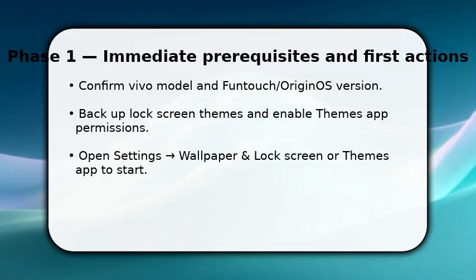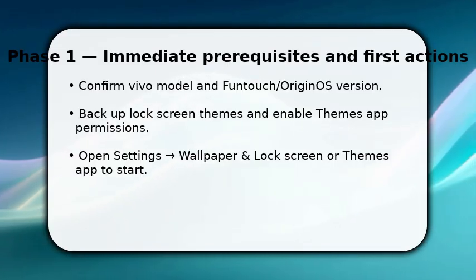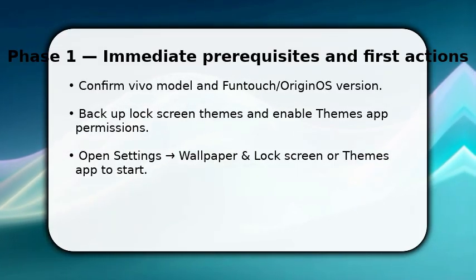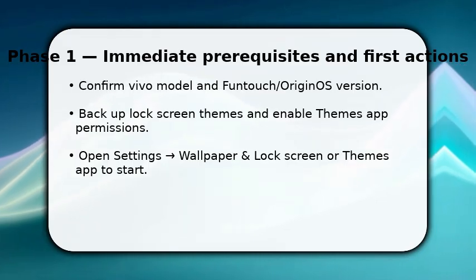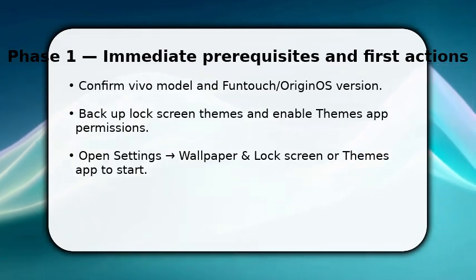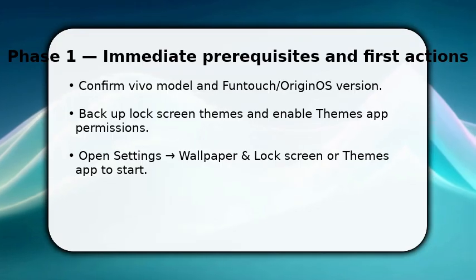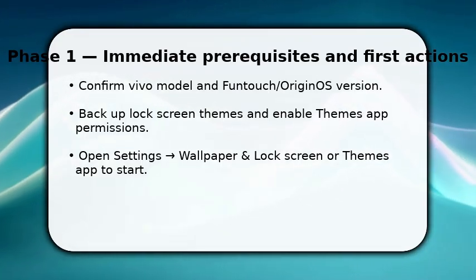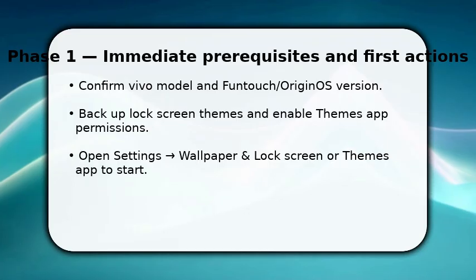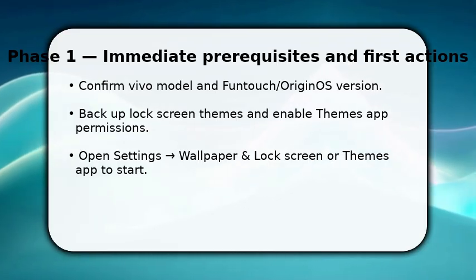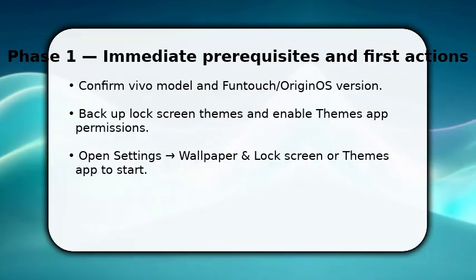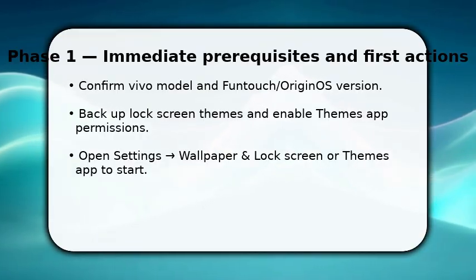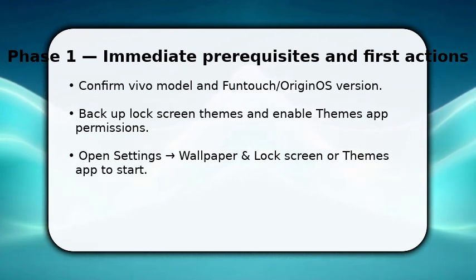You start by confirming your Vivo model and OS, because options differ by FunTouch versus Origin OS. Once done, back up your current lock screen theme and grant the theme's app permissions. This prevents data loss. Then open Settings, go to Wallpaper and Lock Screen, or launch the theme's app directly and locate Lock Screen or Clock Style. You do this now so you can access clock fonts and styles immediately. Make sure your phone is charged and connected to Wi-Fi for downloads.